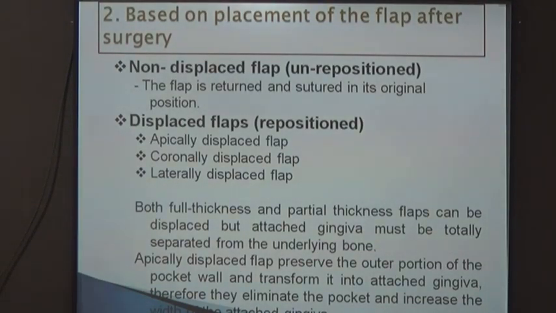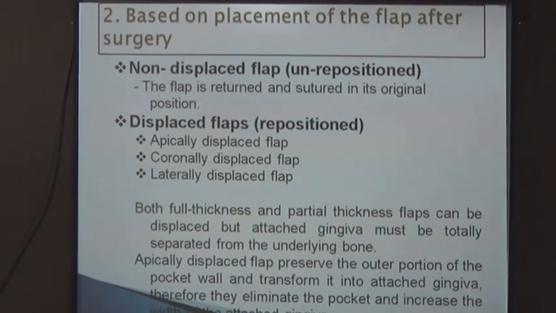Apically displaced, இங்க பாருங்க, apically displaced flap preserves the outer portion of the pocket wall and transforms it into the attached gingiva. சரியா? Therefore, they eliminate the pocket and increase the width of the attached gingiva. Pocket eliminate ஆயிடுதாங்க, so attachment increase ஆயிடுது. புரியுதா?